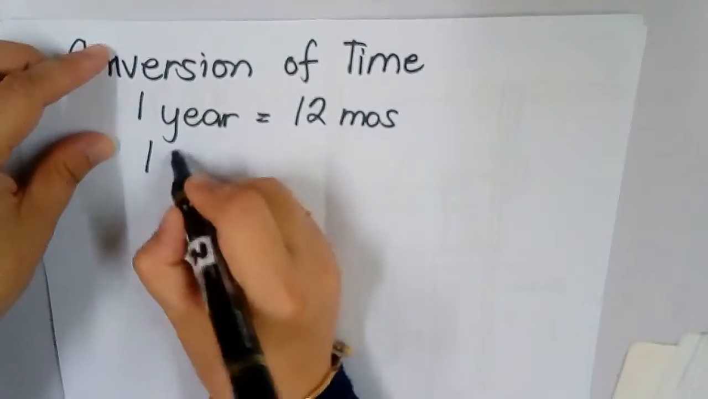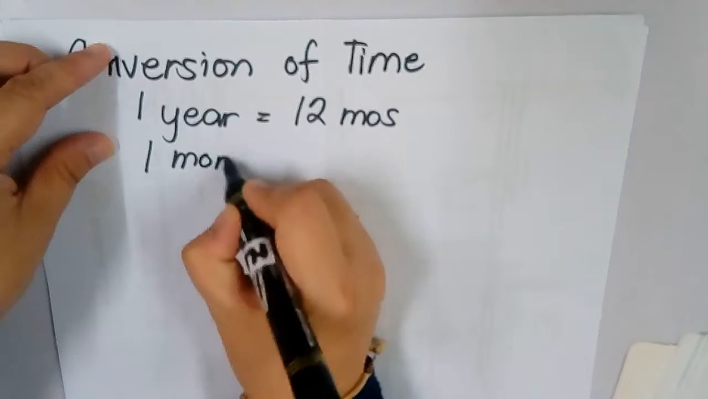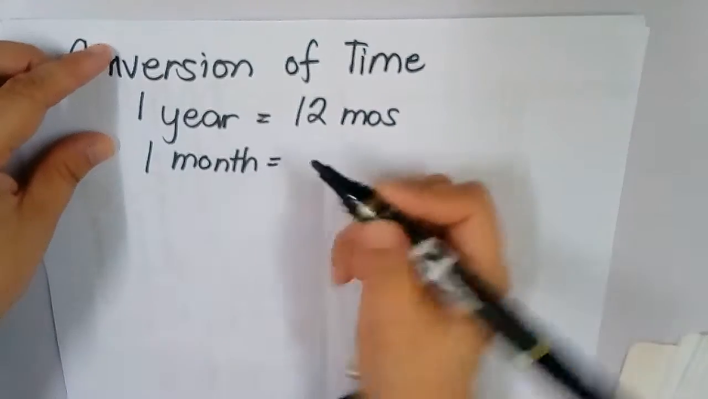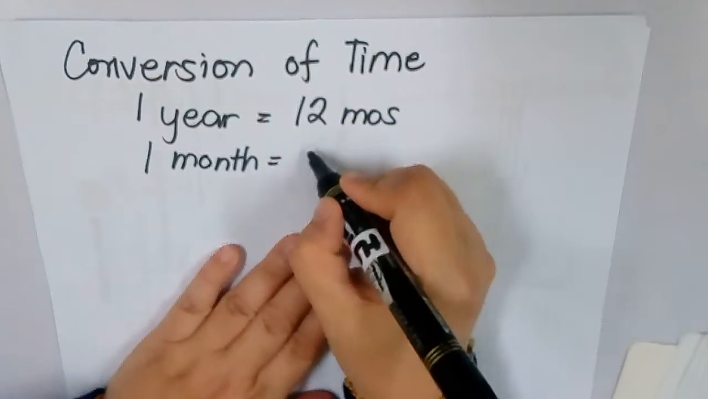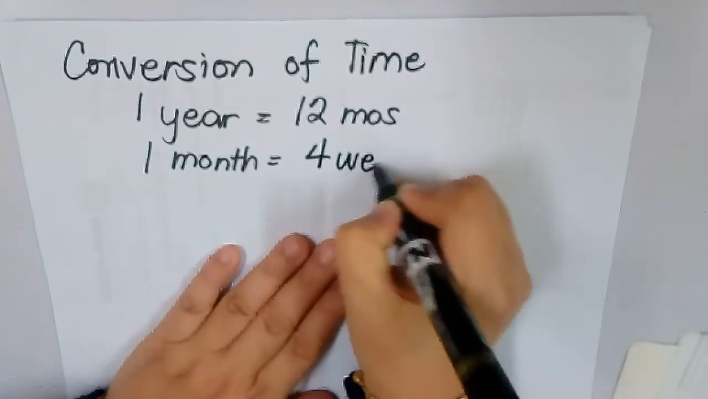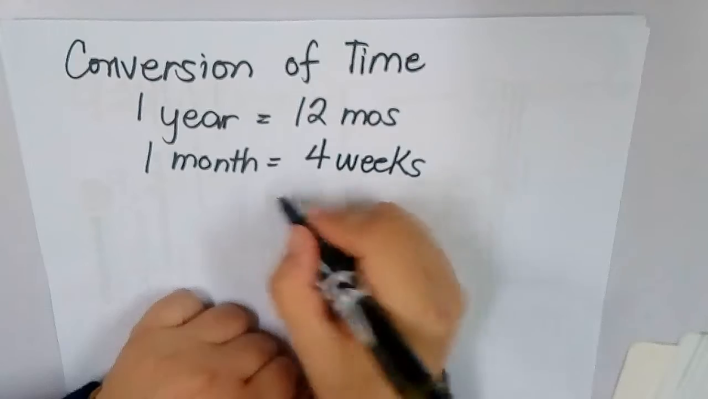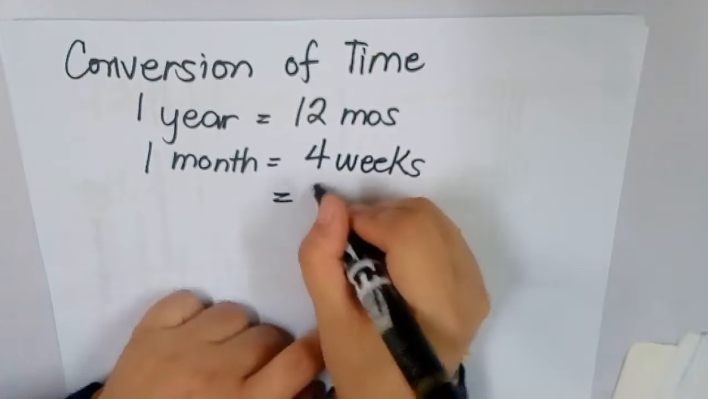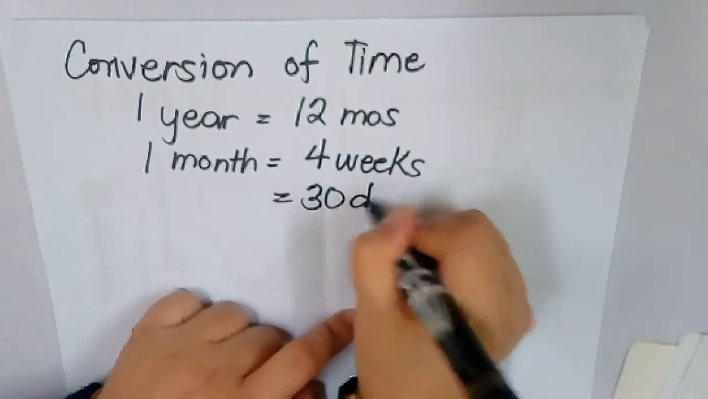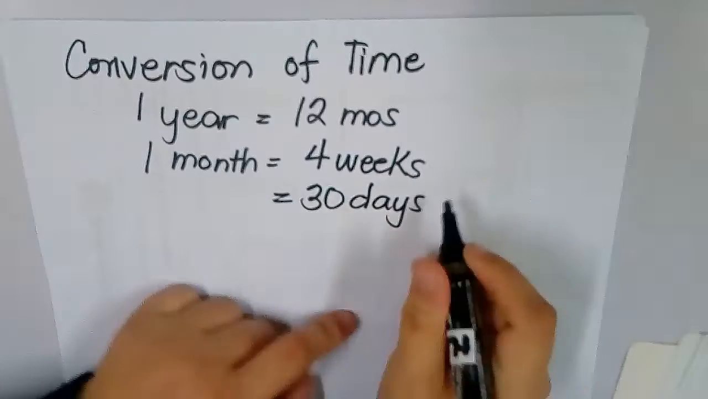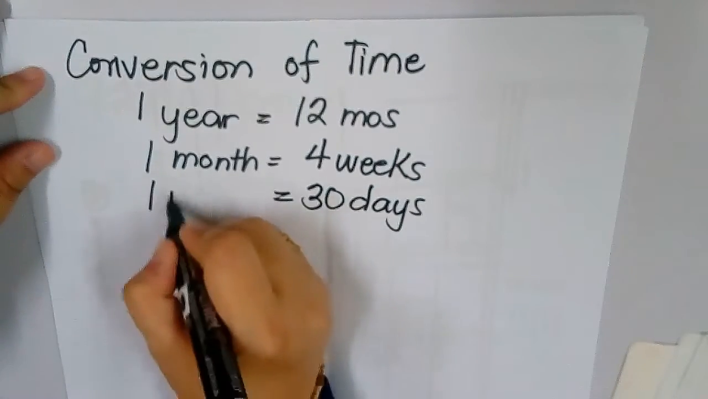So, 1 month, we have how many weeks? We have 4 weeks. Or, we have how many days? We got 30 days. So, yan for 1 month yan.